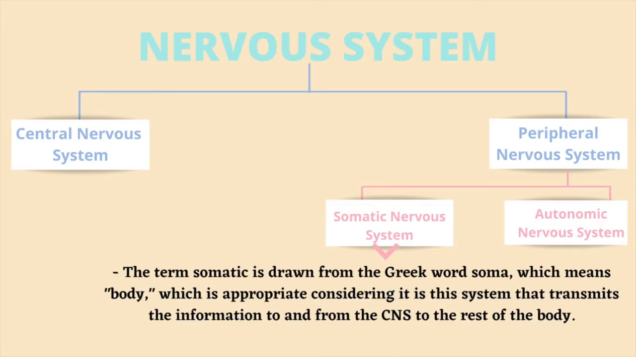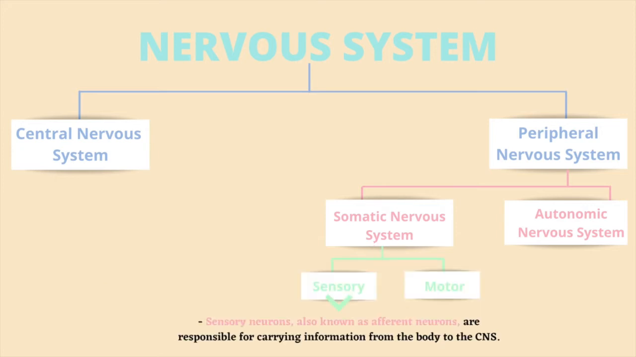So somatic nervous system, the term somatic is drawn from the Greek word soma, which means body, which is appropriate considering it is this system that transmits the information to and from the CNS to the rest of the body. So, the somatic nervous system contains two major types of neurons, which are sensory neurons and motor neurons.